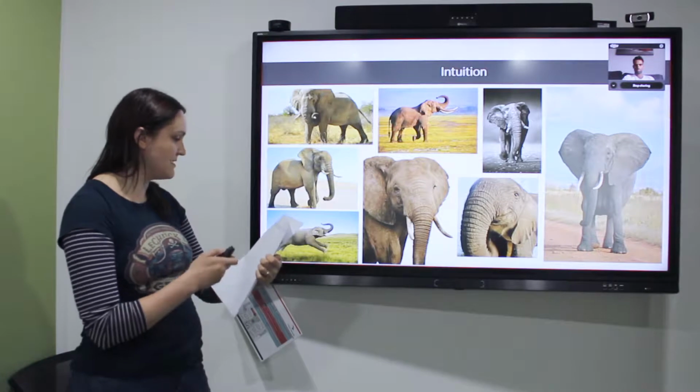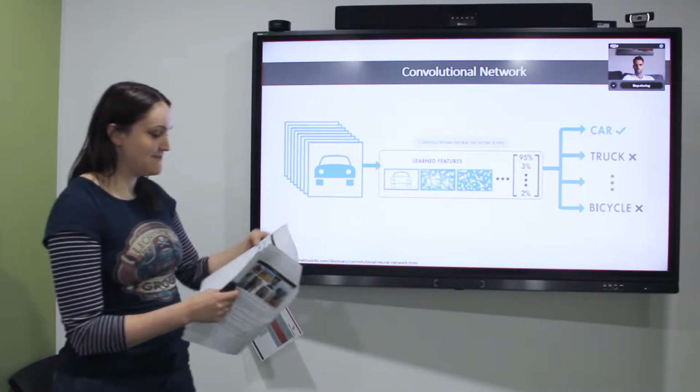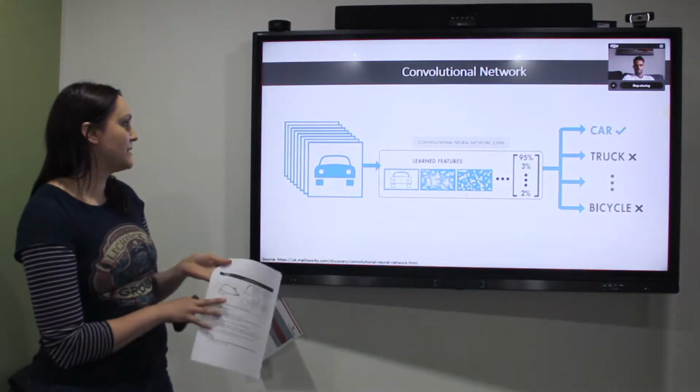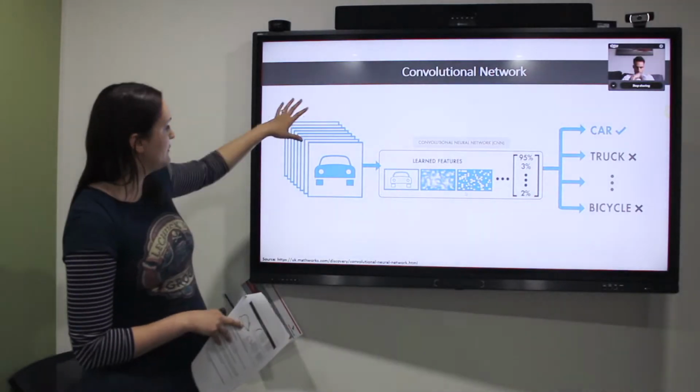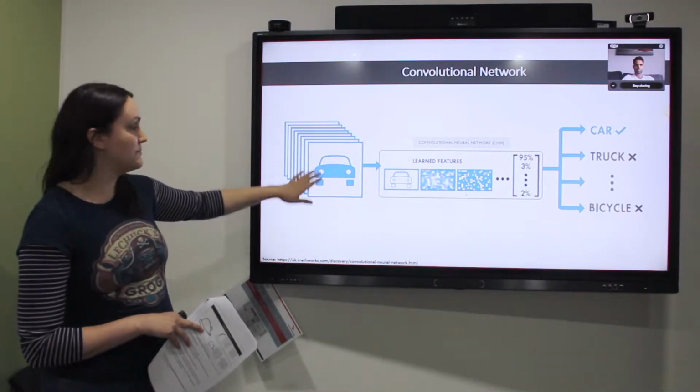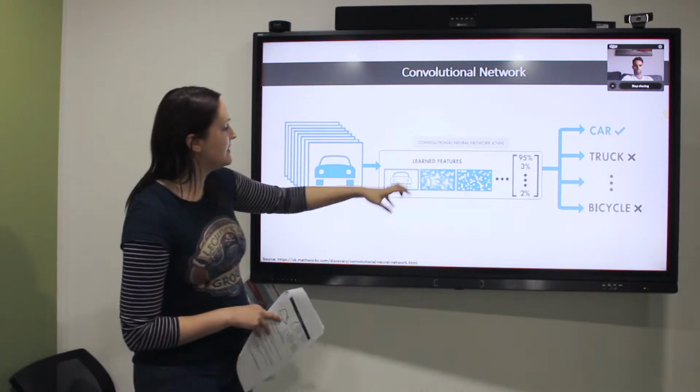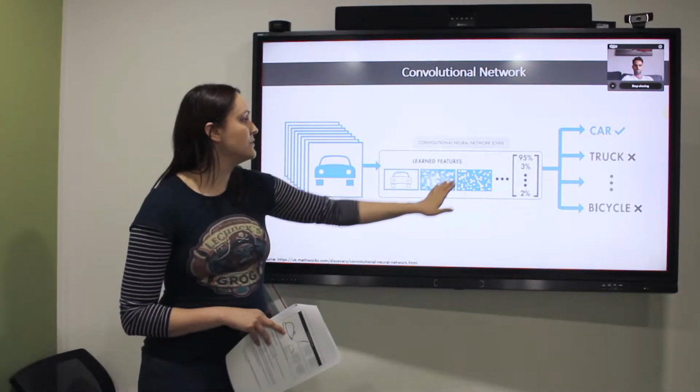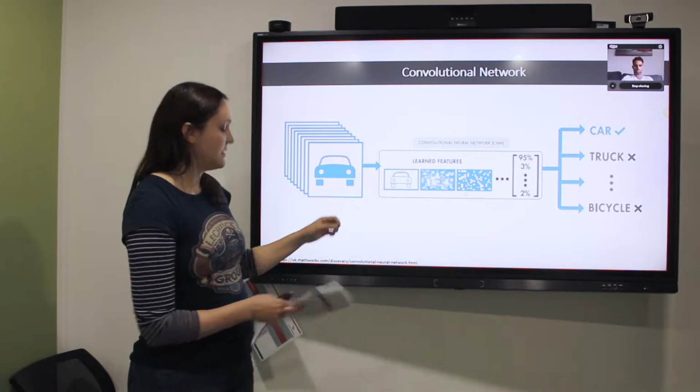Let me just check my notes. Yeah, that's everything there. So just zooming out, this is broadly what it does. You have your input data. Here we've got loads of pictures of cars, and you put that into the convolutional section of your neural network. And what that does, actually no, I need to go back.